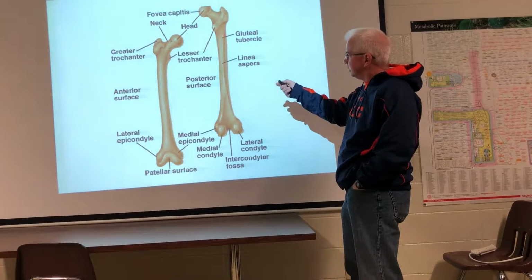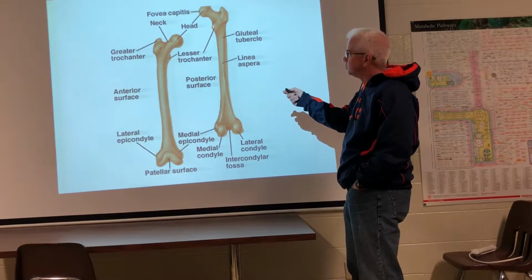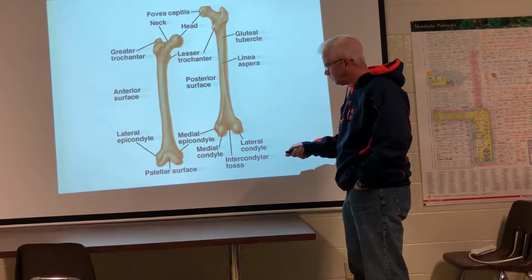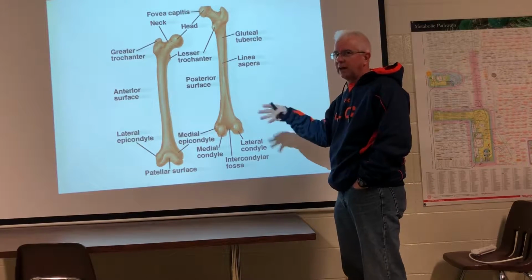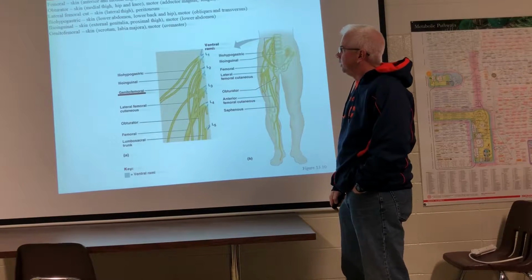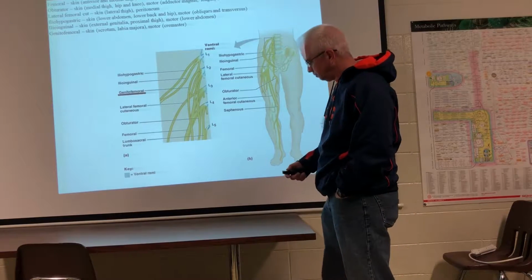So reminder, right? Linea aspera, remember where that is. The gluteal tubercle, the lesser trochanter, the greater trochanter, the medial and lateral condyles, the intercondylar fossas. These are all things I have to use in my verbiage here as I continue. All right, so a reminder about the lumbar plexus here.